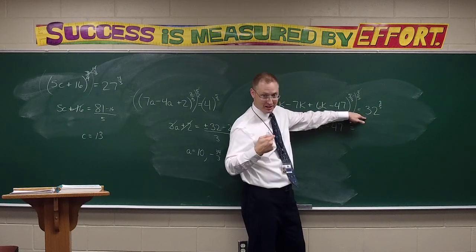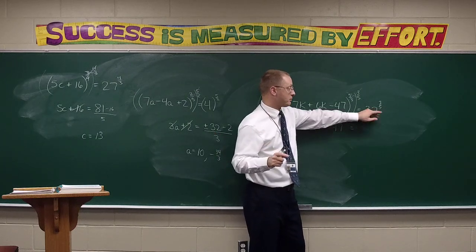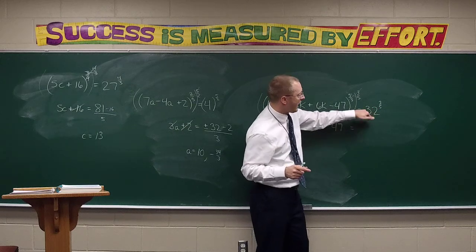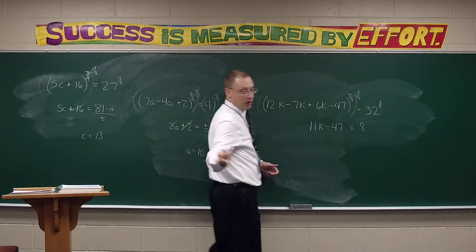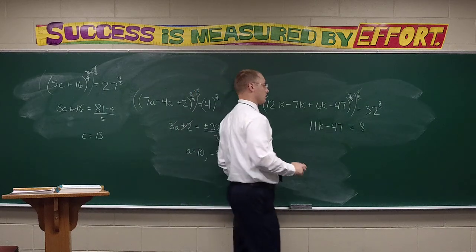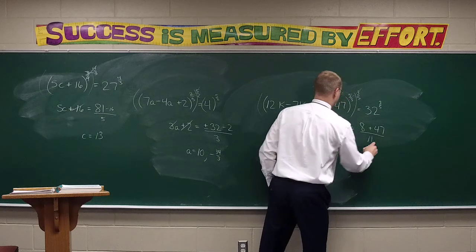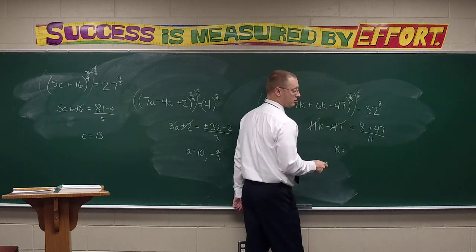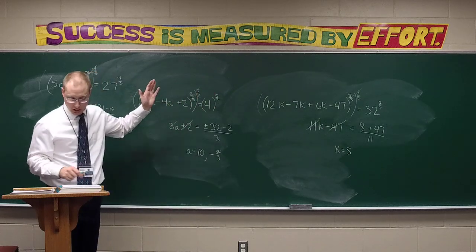We'll go way back in our minds, class. Positive, negative 2? No, with an odd exponent, odd root, it's just positive 2, and then 2 cubed, 8. All right, then what? Add the 47 on both sides and divide by 11. And we end up with k equals 5. Works out evenly. How many got k equals 5 on this one?